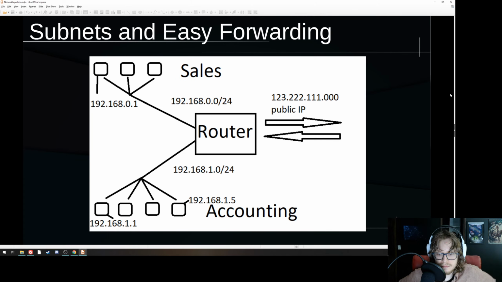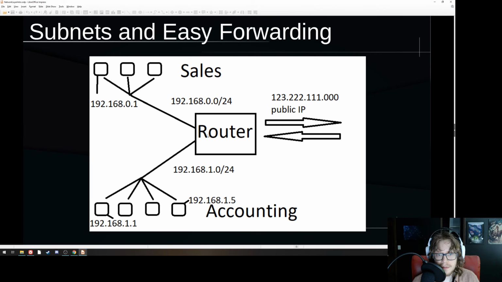So let's look at a simple example of how you might use that. Let's say that you are an organization. You have a public IP over here of 123.222.111.0.0.0. So this is how the rest of the world talks to you, and only your router talks over that IP. Now, once traffic enters your network, we'll discuss how it gets to all of its individual destinations later on. But that's your public IP, and then internally your router addresses everybody like so.